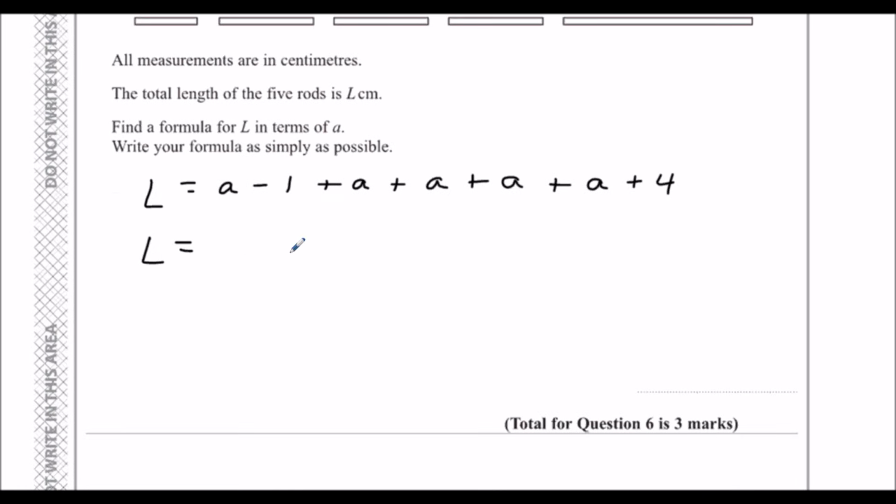So how can we simplify this? How many a's have we got? We've got 1, 2, 3, 4, 5 a's. So we're going to have 5a. And what else do we have? We've got negative 1 plus 4. Negative 1 plus 4 is 3, positive 3. So L is equal to 5a plus 3. And we'll write that on the answer line. L equals 5a plus 3.